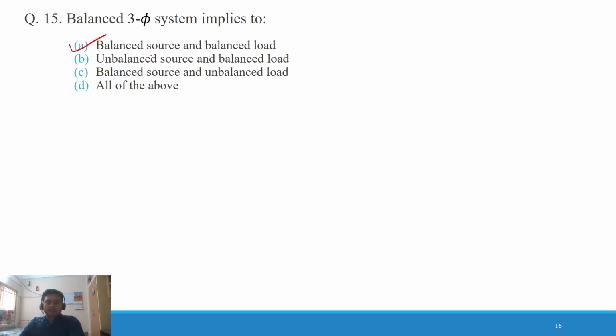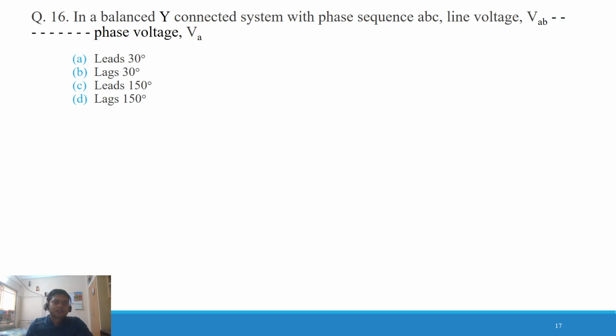And let us see the last question for this tutorial session. In a balanced star connected system with phase sequence ABC, line voltage VAB is blank, phase voltage VA. So in a star connected system, we know that the line voltage magnitude is root 3 times the phase voltage, and it is leading by an angle of 30 degrees. In a star connected system, we can write this as follows.